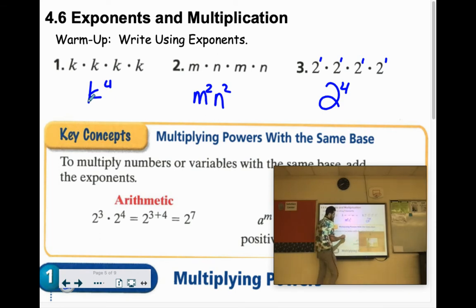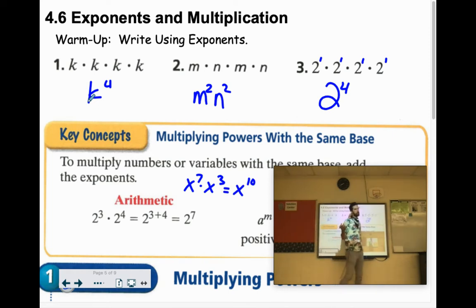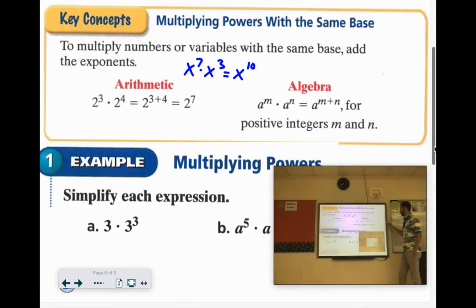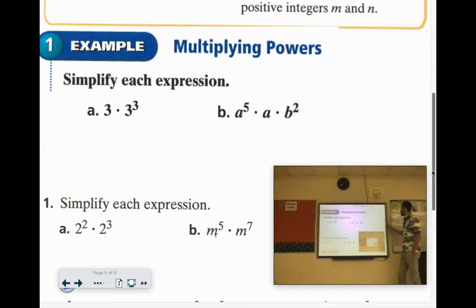But we're going to have stuff like x to the 7th times x to the 3rd, which you just do 7 plus 3 gives you x to the 10th. It's not too bad, right? But we're going to mix in some tougher stuff with it. But that is the general idea here.